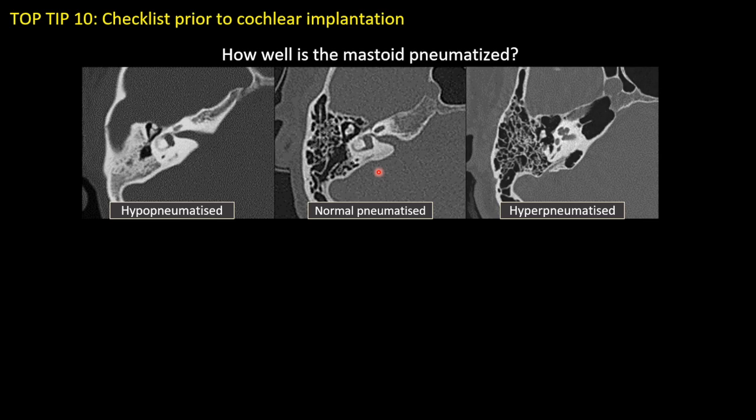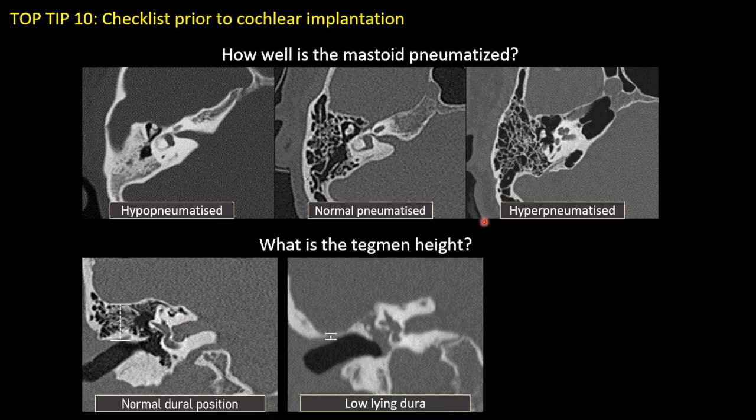Another important consideration is the degree of mastoid pneumatization, which can be classified as hypopneumatized, normal pneumatization, and hyperpneumatization. The problem arises if it is hypopneumatized, and we'll see why that is. The other important factor to consider is the tegmen height, which is best appreciated on a coronal reformat. A low-lying tegmen is defined as one of a height less than 3.5 millimeters.